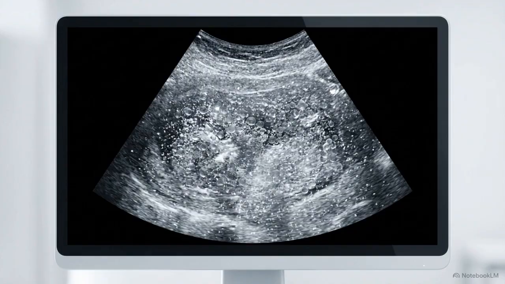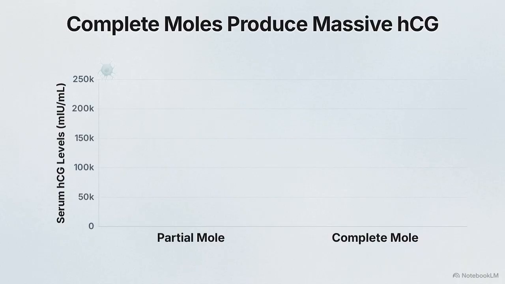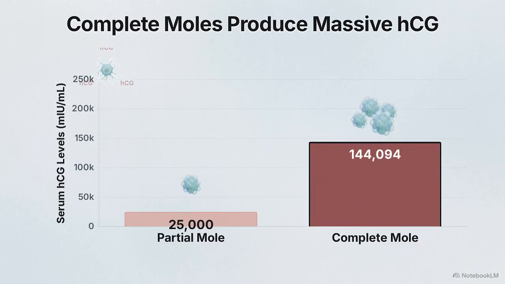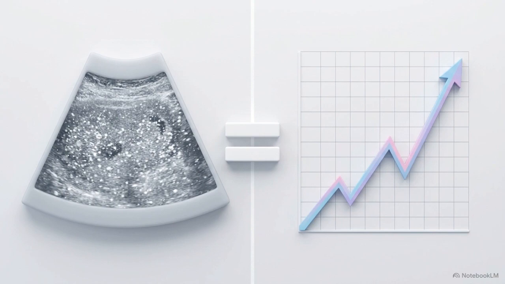The ultrasound reveals a characteristic snowstorm appearance, and in the case of a complete mole, a total absence of fetal parts. This visual data is confirmed by lab results showing massive elevations in serum HCG levels. Because trophoblastic tissue naturally produces HCG, the diffuse proliferation in a complete mole yields significantly higher levels than the focal growth seen in partial moles. The snowstorm ultrasound and elevated HCG are direct, quantifiable readouts of aggressive trophoblastic hyperplasia.